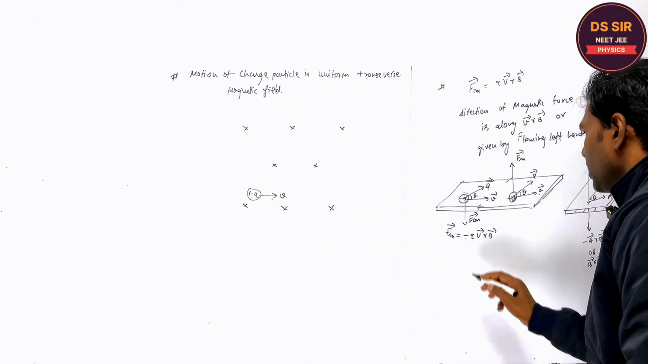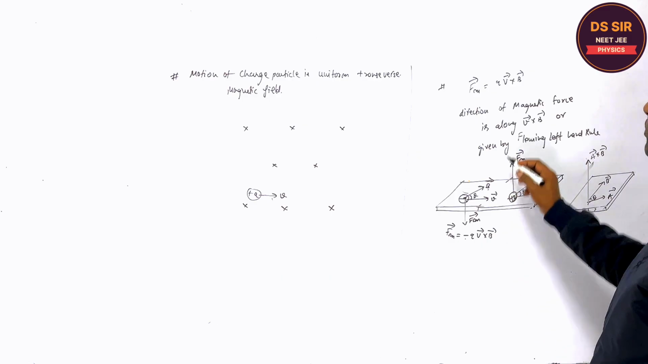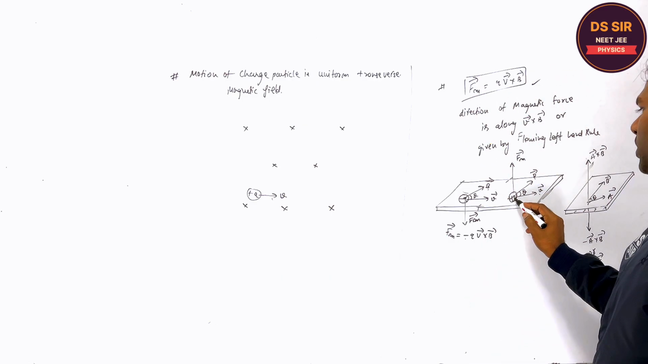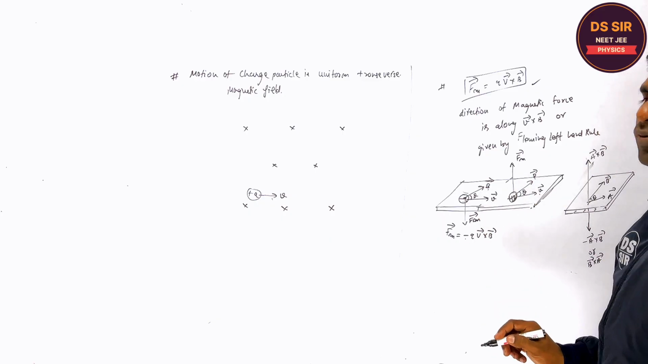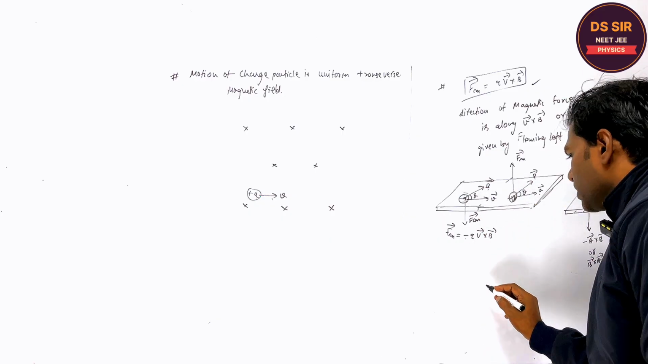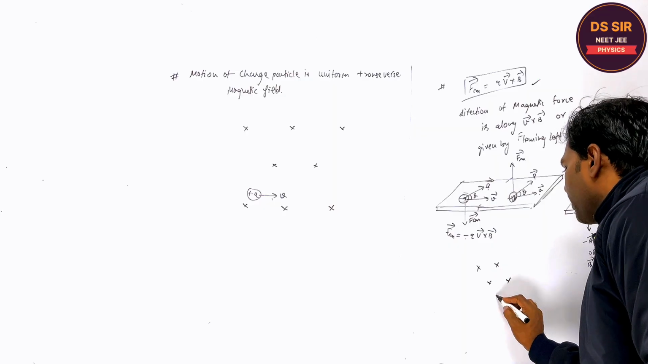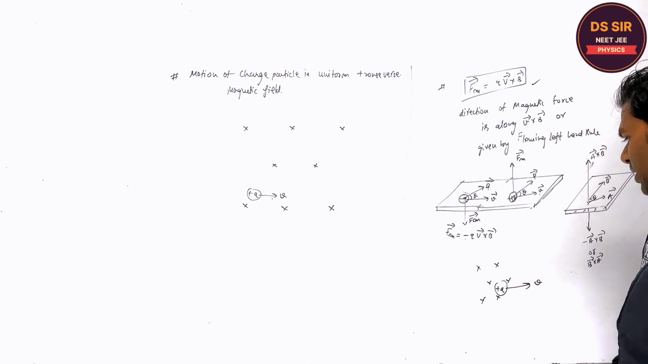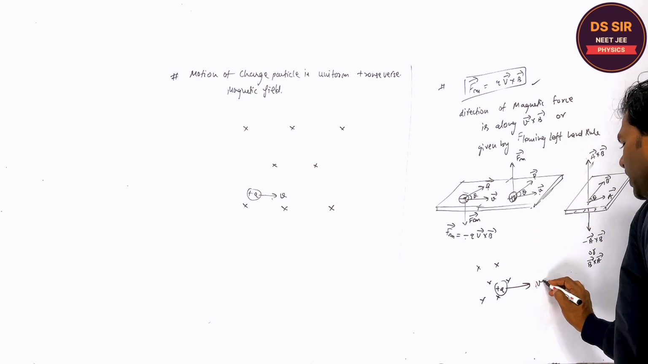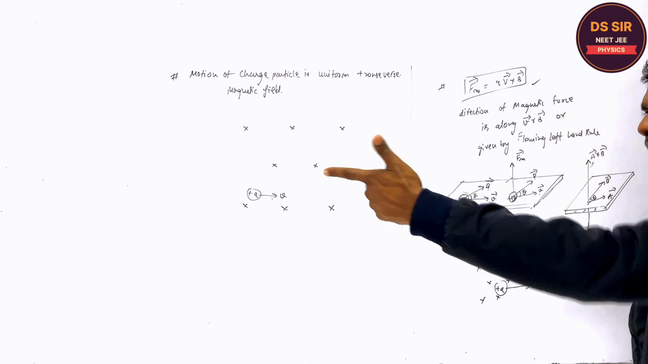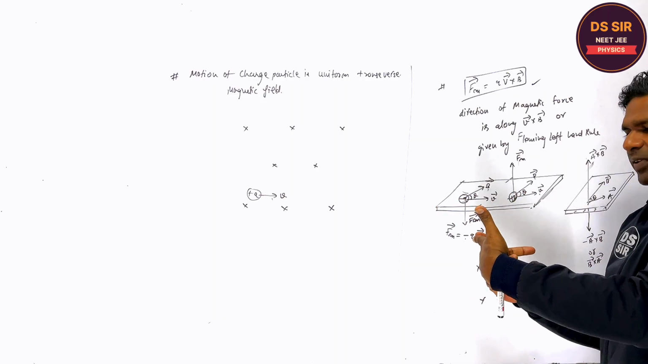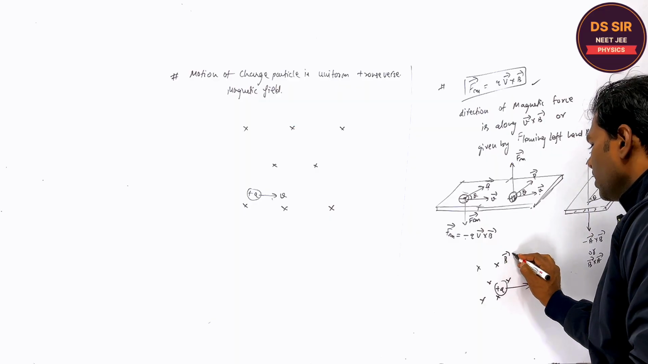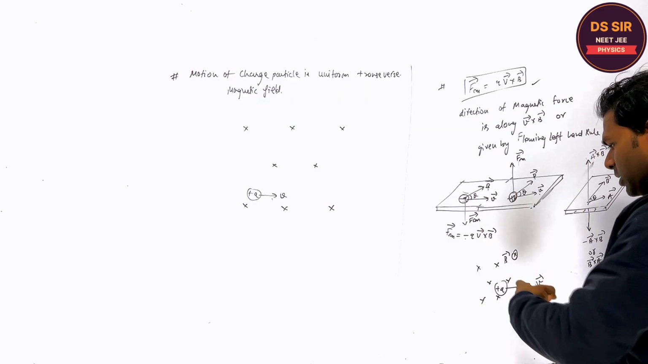For example, this is the 3D view I have given, and the direction of the magnetic force is given by v cross B for the positive charge, and for the negative charge, minus q v cross B. Suppose this is the perpendicular magnetic field and this is the plus q charge, moving this way with the velocity v. So what is the direction of v cross B? Take your left hand. This index finger represents the magnetic field. The magnetic field is here into the board.